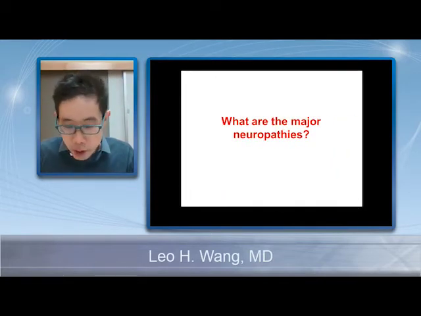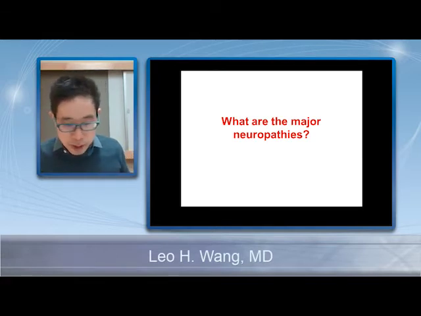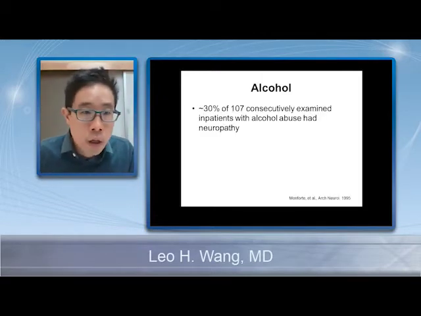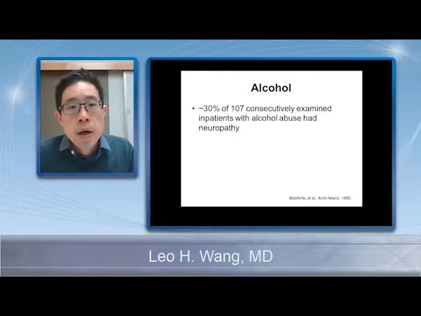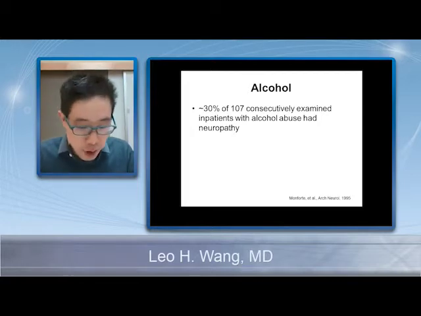What are the major neuropathies? I was going to go through a couple of categories of main neuropathies that cause pain, at least in the clinic that we see here at the University of Washington. Alcohol is probably the number 2 cause of neuropathies in the United States. In 107 consecutively examined inpatients, they found that 30% of them had alcohol abuse. They found that 30% of the patients with alcohol abuse had neuropathies.